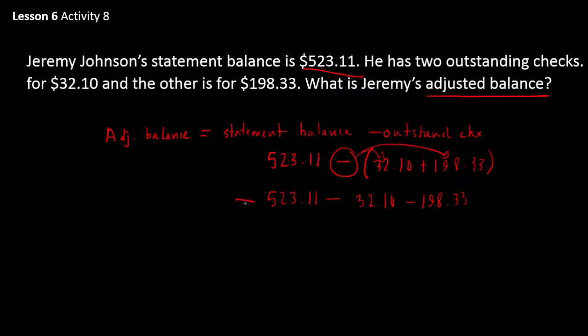From here, it's just a matter of simple subtraction, and in total, I find that my adjusted balance is equal to $292.68.